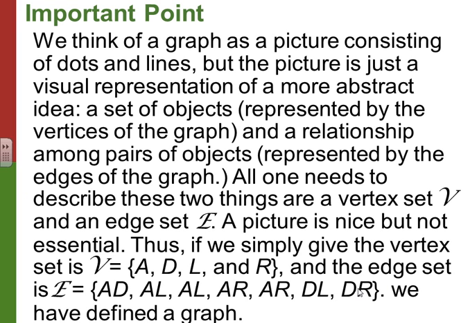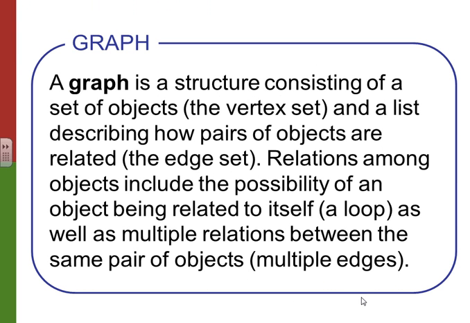Important point. We think of a graph as a picture consisting of dots and lines, but the picture is just a visual representation of some more abstract idea: a set of vertices, a set of points, and we have a graph. So a graph is a structure consisting of a set of objects, vertices, and a list describing how those pairs of objects are related to each other. Relationships among the objects include the possibility of being related to oneself.